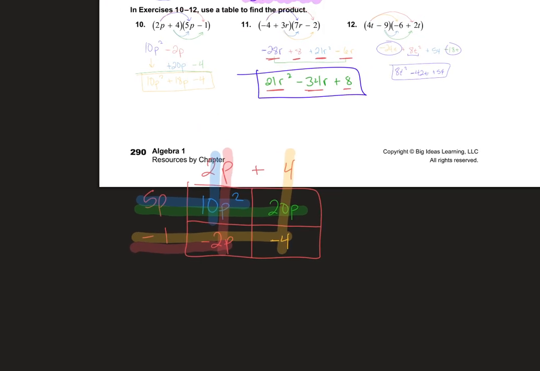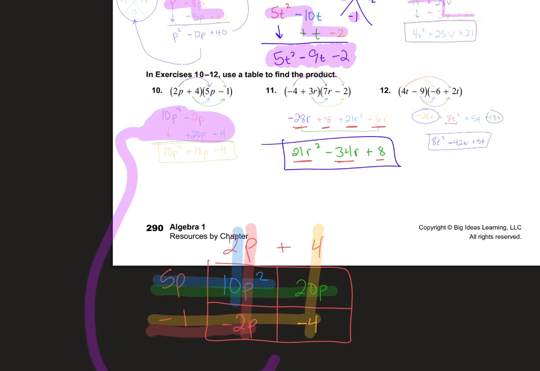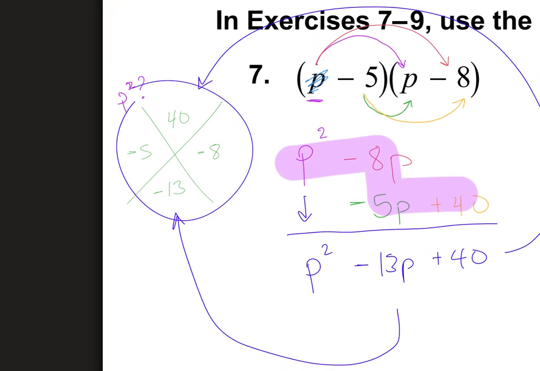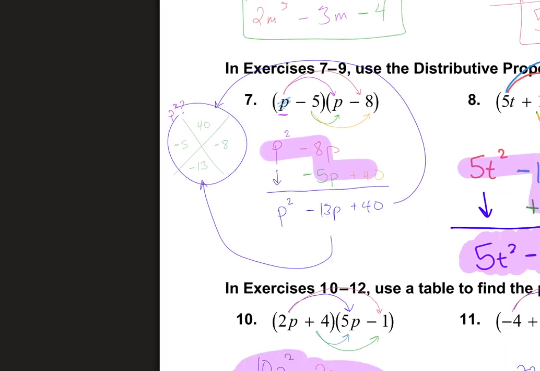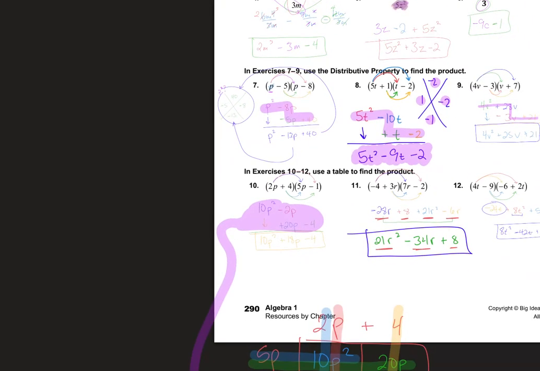So check it out. That is literally exactly what I had right here, right? All the pieces are there. Let me zoom around a little bit. 10p squared, 10p squared. Negative 2p, negative 2p. 20p, 20p, negative 4, negative 4. You add all that up, you get this. So why a table? Just a different way of looking at it. In fact, why would we ever talk about diamond math? It's the same thing. Some people call that the magic X, just so you know.